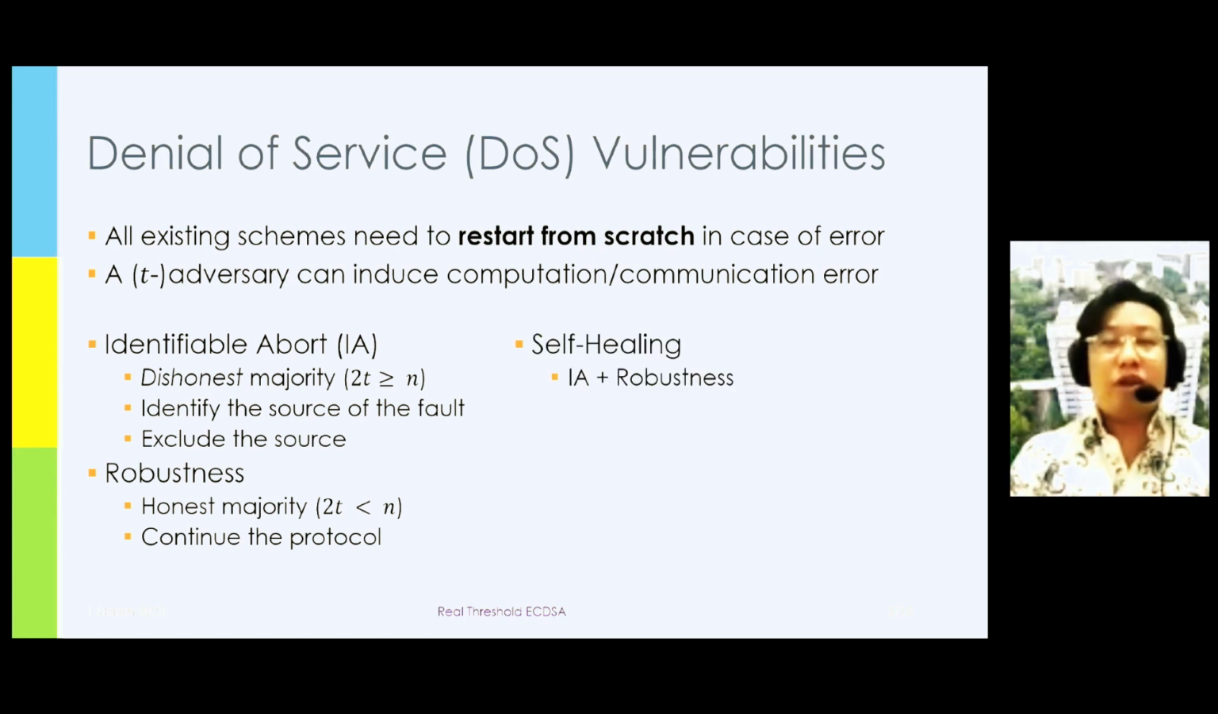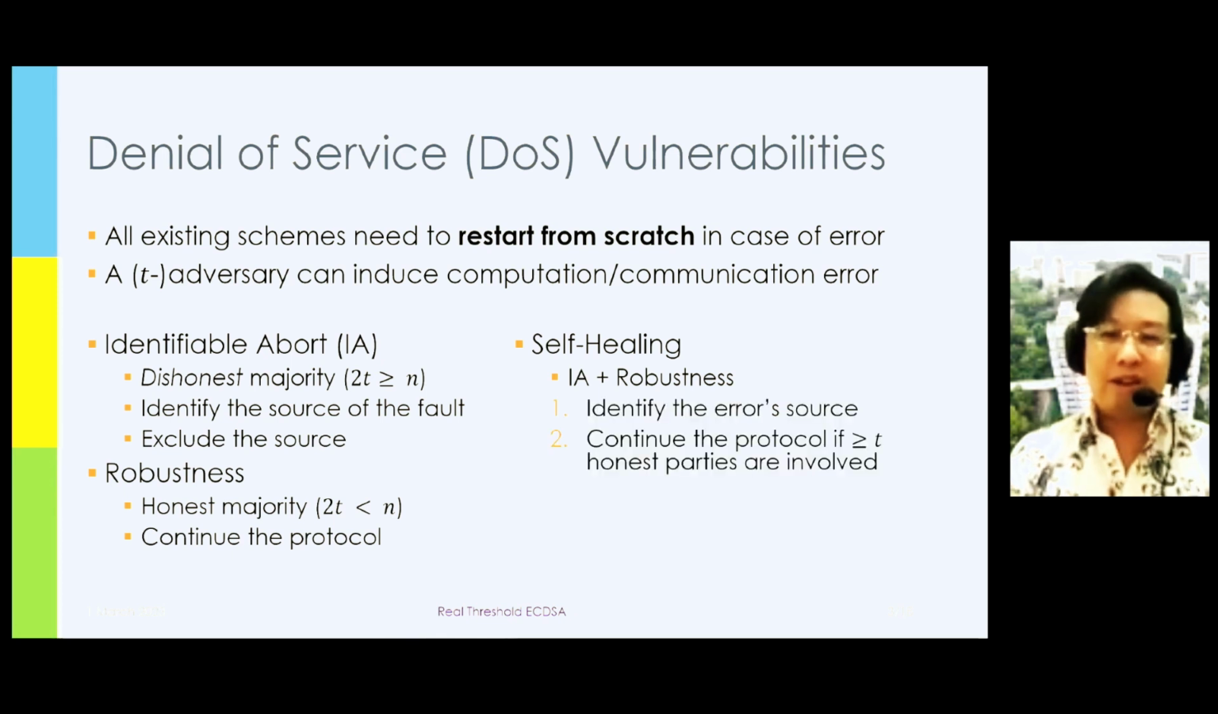So ideally, we may want to achieve both when we have the appropriate number of honest parties remaining. We want to achieve both identifiable abort and robustness. Namely, we can identify the error source, and in case we still have at least t honest parties involved, we can continue the protocol.